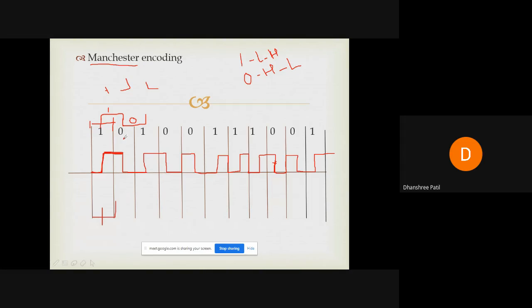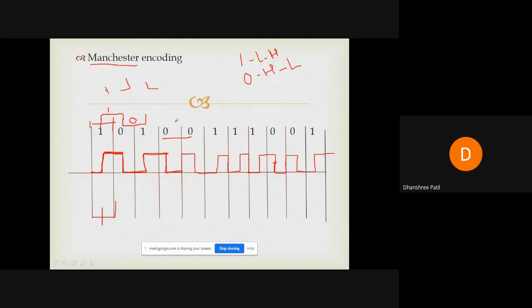The next bit is 0. 0 represents high to low. So high to low. Again 1, low to high. Then 0, high to low. Now again 0 over here. Again remember, now what has happened is that we have 0 and 0.